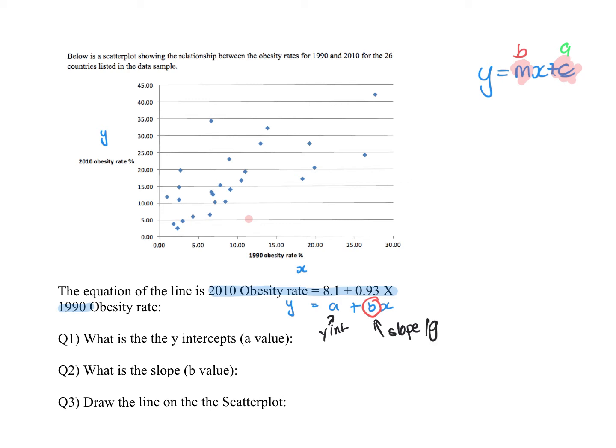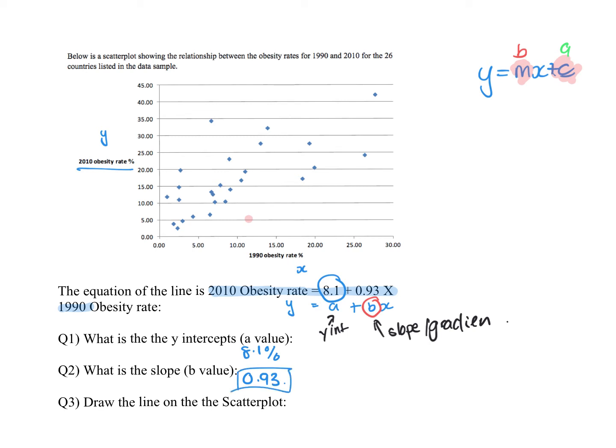Okay, so now here's a few questions we've been given. What is the y-intercept, so the a value? We just need to read off this, and we just say 8.1. Now, because the obesity rate was measured in percentage, we'll say 8.1%. What is the slope? What's the b value there? We just write 0.93. That's fine.